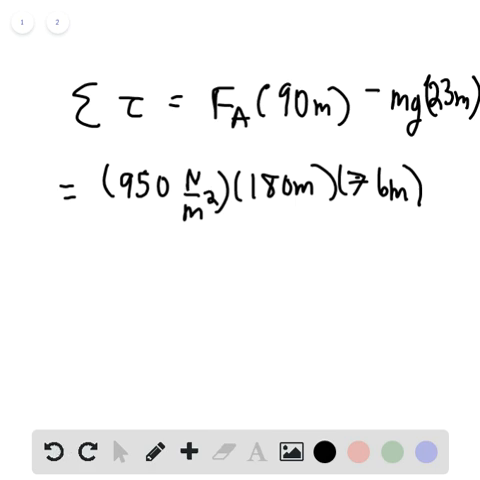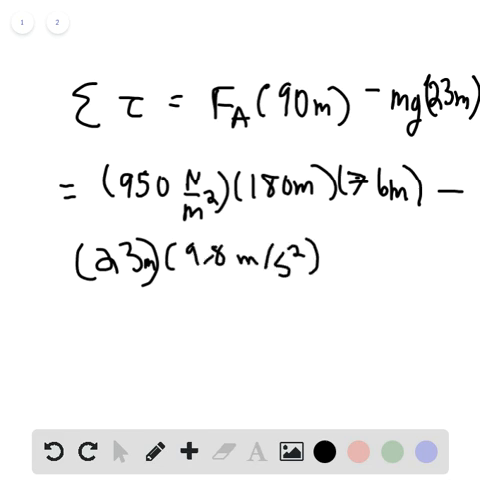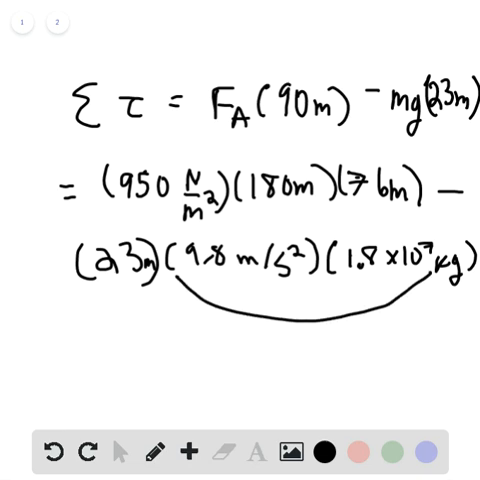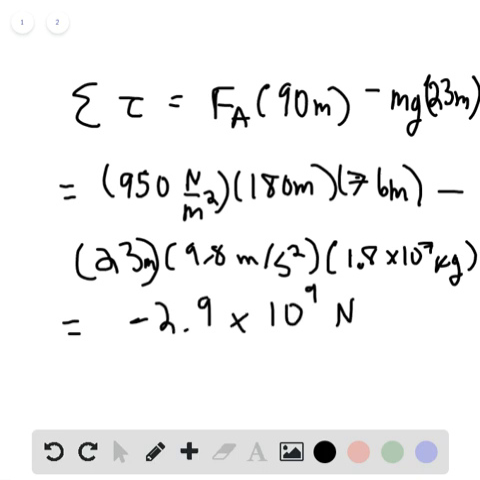And then what do we want to do next? We have one more torque, the other torque being 23 times mg. That's basically just 23 multiplied by, so we're subtracting 23 multiplied by 9.8 meters per second squared times the mass of the building, 1.8 times 10 to the 7 kilograms. So this is our mass, and then this would be our weight, right? Then it equals minus 0.29 times 10 to the 9th newton meters, which is a torque.